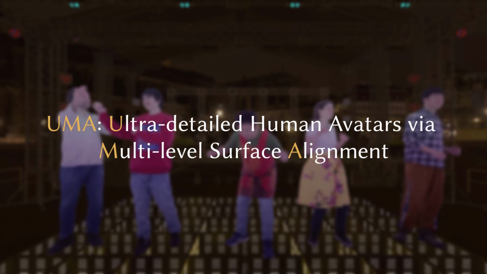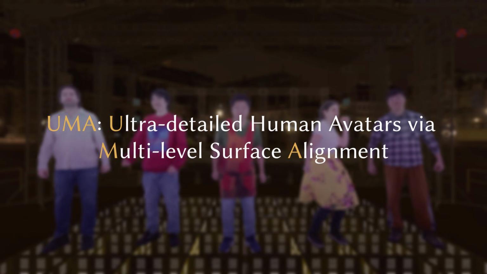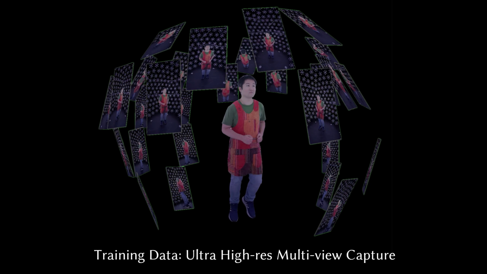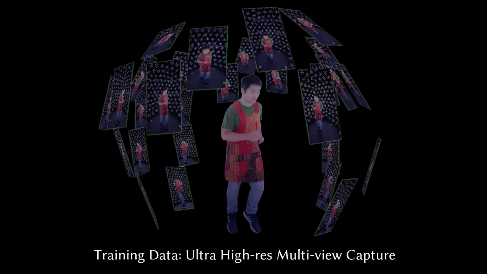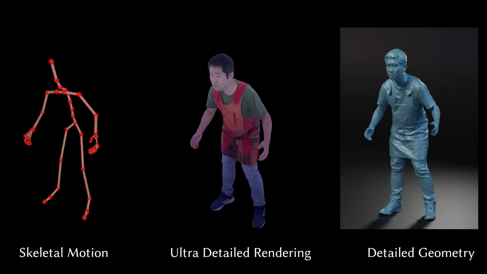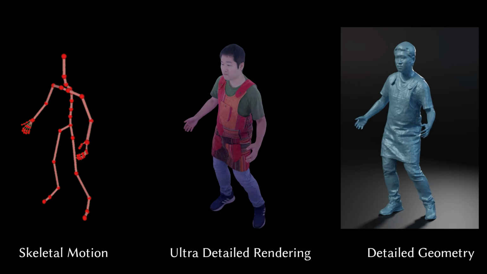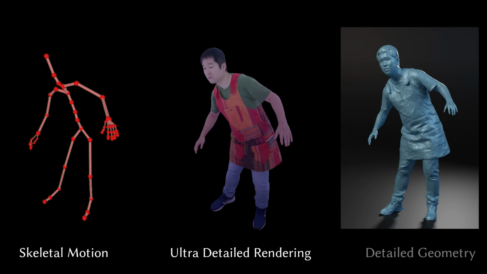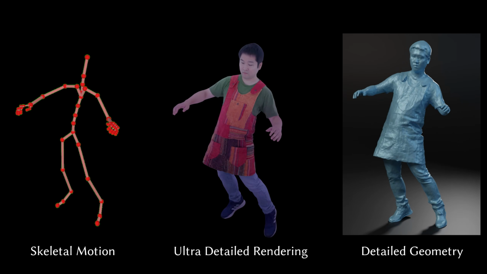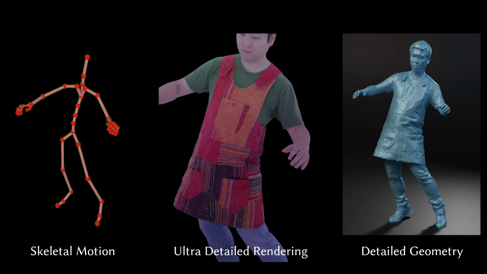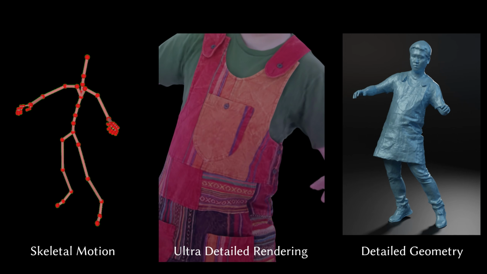In this paper, we introduce ultra-detailed human avatars via multi-level surface alignment. Given ultra-high-resolution multi-view video captures for training, our goal is to train a model that, at test time, takes arbitrary skeletal poses as input and produces ultra-detailed human rendering, together with high-fidelity, consistent geometry. More importantly, our model allows users to zoom in and inspect the detailed textured patterns and geometry.